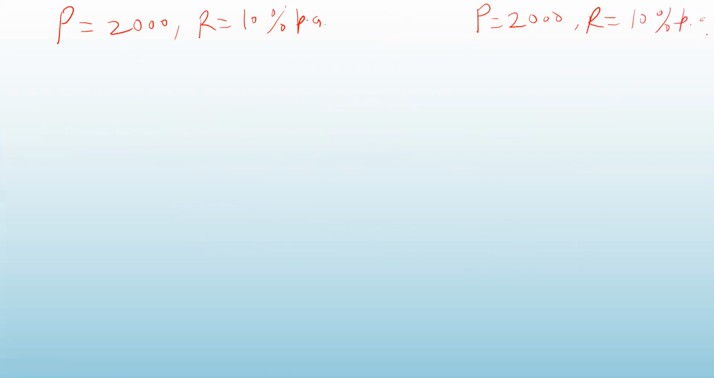Okay. So let us take this example, it will give you more idea about the calculation of simple interest and compound interest. Let us keep the principal P as 2000 and the rate of interest R as 10% per annum. Here also I am keeping the rate of interest same as 10% per annum. This is simple interest and this is compound interest. So I have divided them.